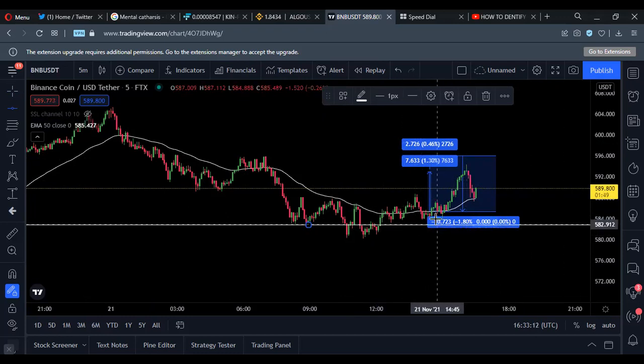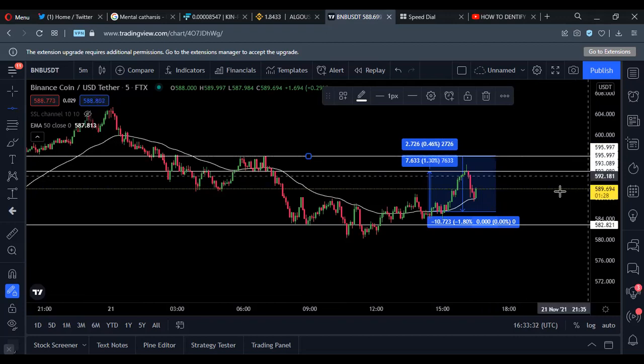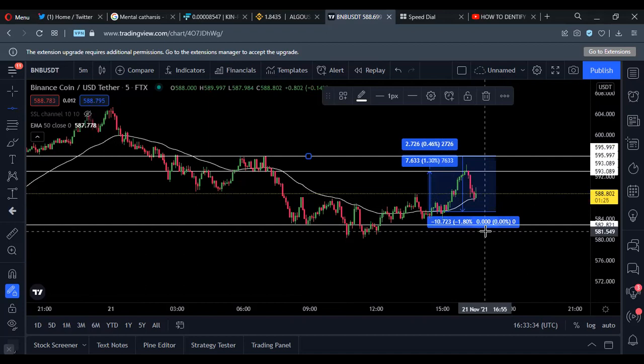So far, the market is still going well. It has hit our first target of this point. This is our first target. It has hit the first target of 593.089. So we are looking for the next target, which should be something around there, 595.997. So you can see how this strategy works.